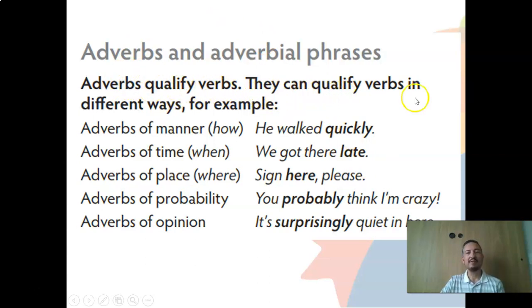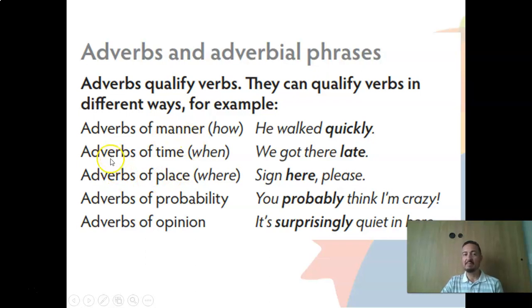They can qualify verbs in different ways. For example, what we call adverbs of manner, which answer the question, how? You can say that he walked, but how did the person walk? He walked quickly, in a quick way. So this is the way he walked, quickly. So this is an adverb of manner.